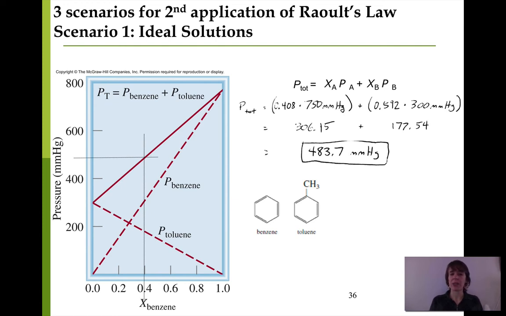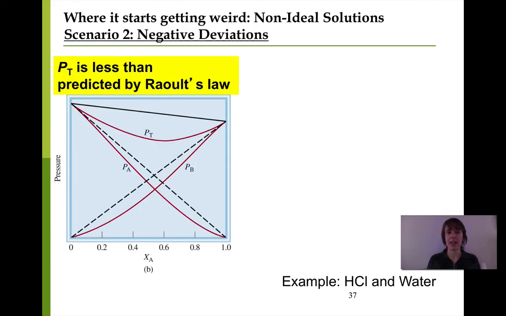Now, back to ideal solutions. Ideal solutions means that the intermolecular forces between the two compounds, between benzene and toluene, are similar to what would be expected among molecules of just benzene and among molecules of just toluene. And so there's not excess attraction or different levels of attraction between the two compounds. So scenario 1 is the ideal scenario. But let's think about some non-ideal scenarios.